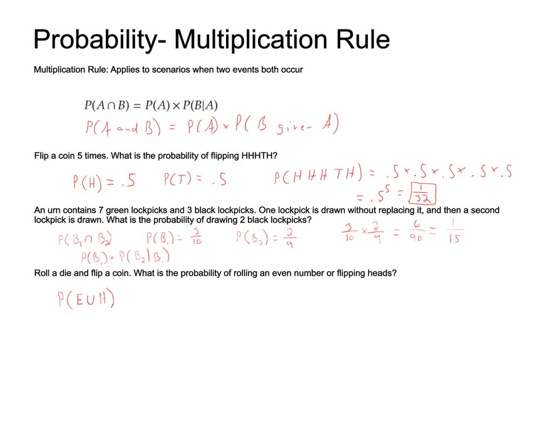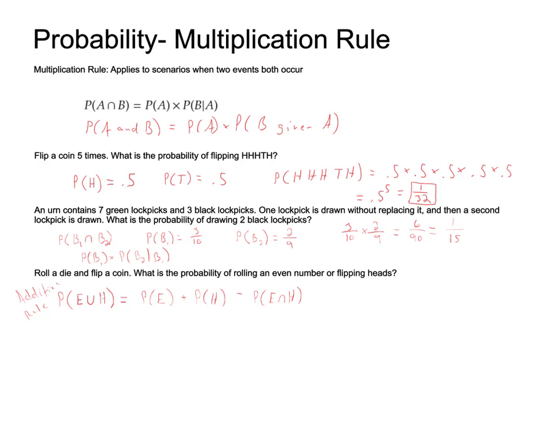So let's actually write out what this is. The probability of even or heads is the probability of even plus the probability of heads minus the probability of even and heads. And again, that's the addition rule for events that are not mutually exclusive. And we know that rolling an even and flipping heads are not mutually exclusive because you can actually have both happen together. Okay, so let's do this.